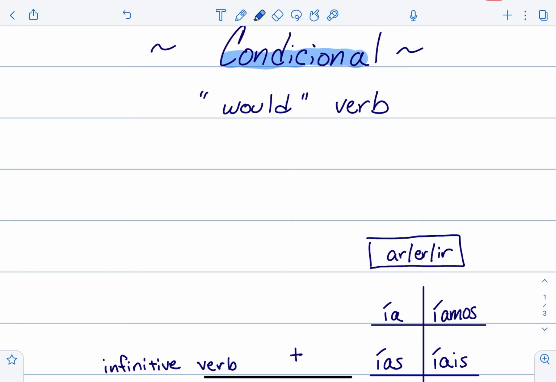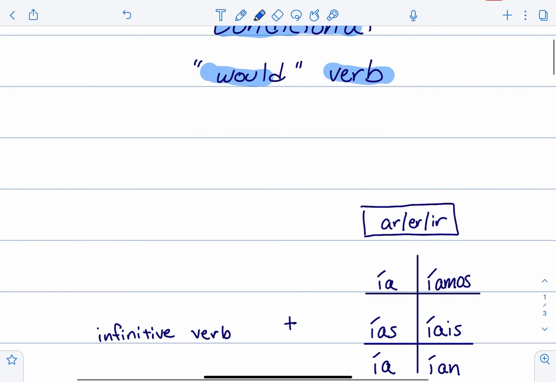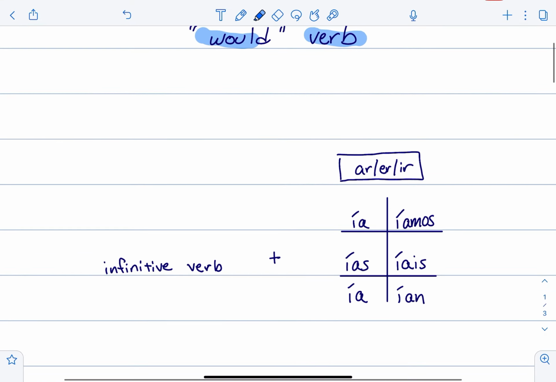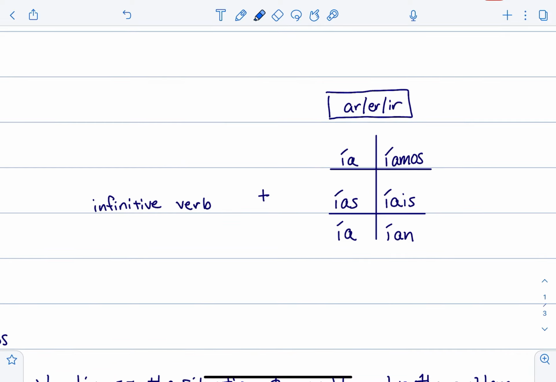This video is about the conditional tense. In English, we form the conditional by placing would before the main verb. And in Spanish, the conditional is just one word, and it still translates as would doing that verb. Like, I would bring a blanket. This is how we form the conditional. It's a very easy tense to form.